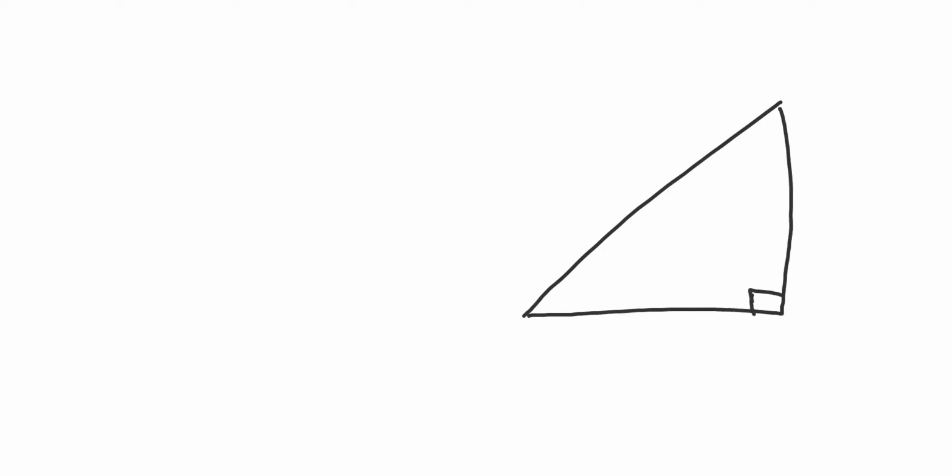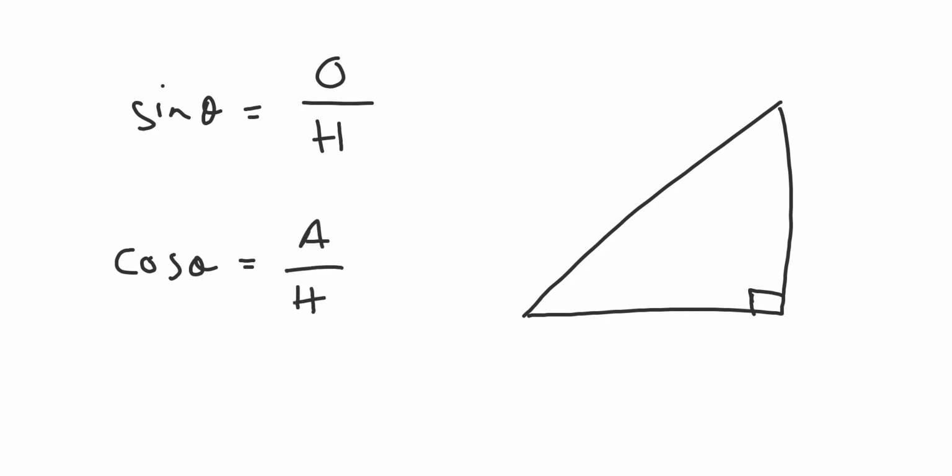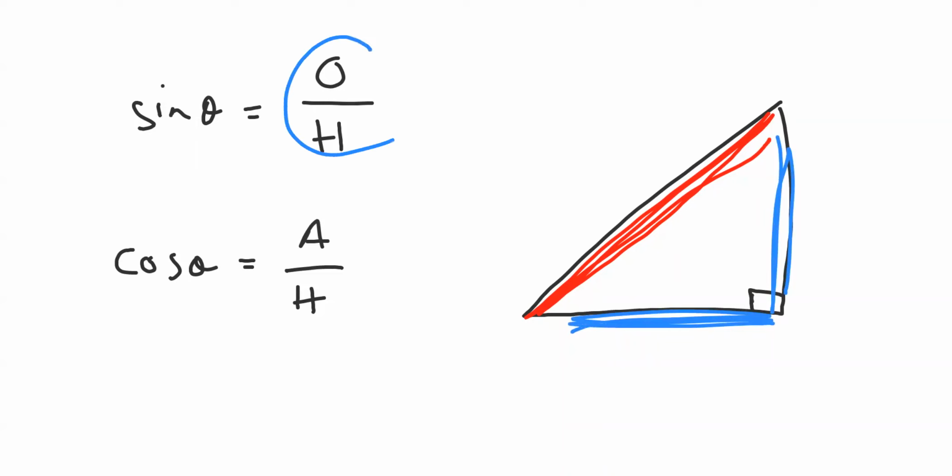Another way to think about it is like this. These ratios of sine, cos, and tan are built upon ratios, right? So sine is like opposite over hypotenuse, and cos is adjacent over hypotenuse. Your hypotenuse line is always going to be bigger than the opposite or the adjacent lines, okay? And that way, these ratios are always going to be something that's less than 1.